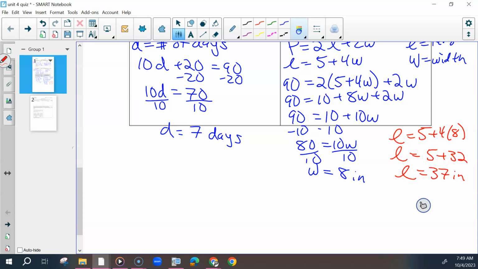So the width was 8 inches and the length was 37 inches. Some of you got that, some of you got different things because of your original equation. So if you don't set up that original equation correct, all of your work is going to be wrong.